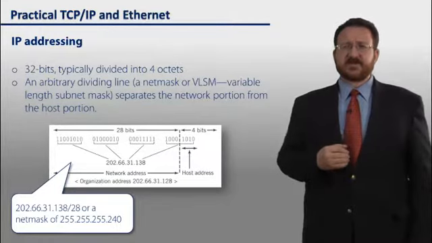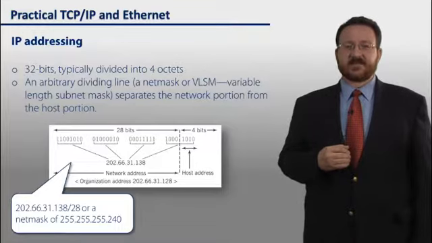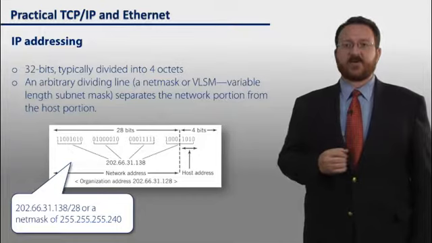I want to spend a little bit of time talking about IP addressing. 32 bits is typically divided into 4 different octets. This is why if you look at the dotted decimal notation, you see numbers like 192.168.5.4. The dots separate the different octets, or groupings of 8 bits.